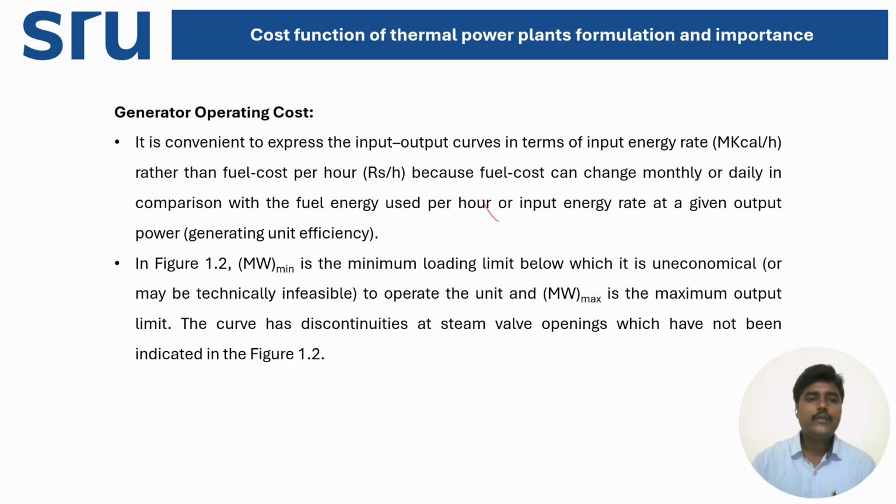So it is convenient to express this input output curve in terms of input energy rate, as I told, million kilocalories per hour, rather than fuel cost rupees per hour. Because fuel cost can change monthly or daily in comparison with the fuel energy. So the coal cost may vary, but the input energy rate will be fixed. So that's the reason it is so convenient to express in the form of energy rate rather than fuel cost, because the fuel cost depends on market conditions also.